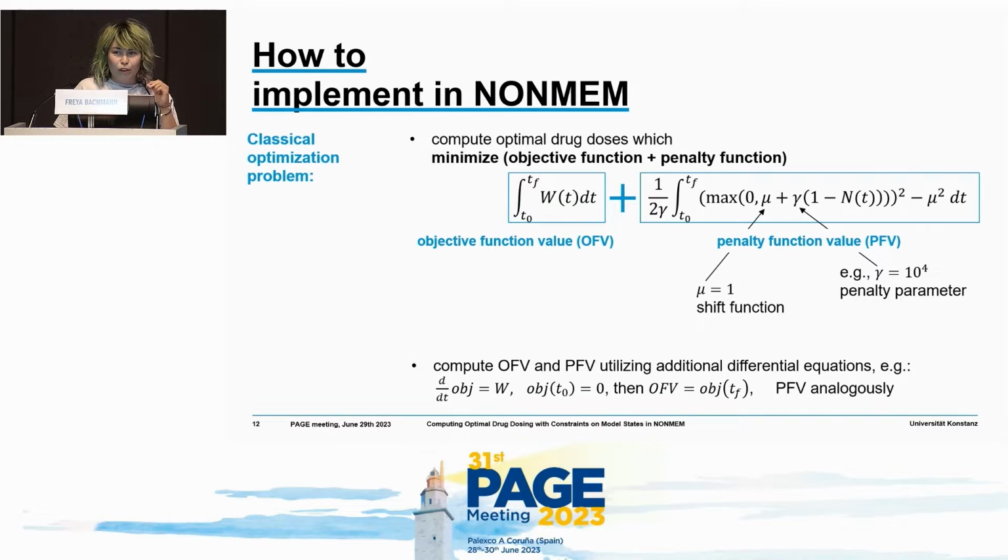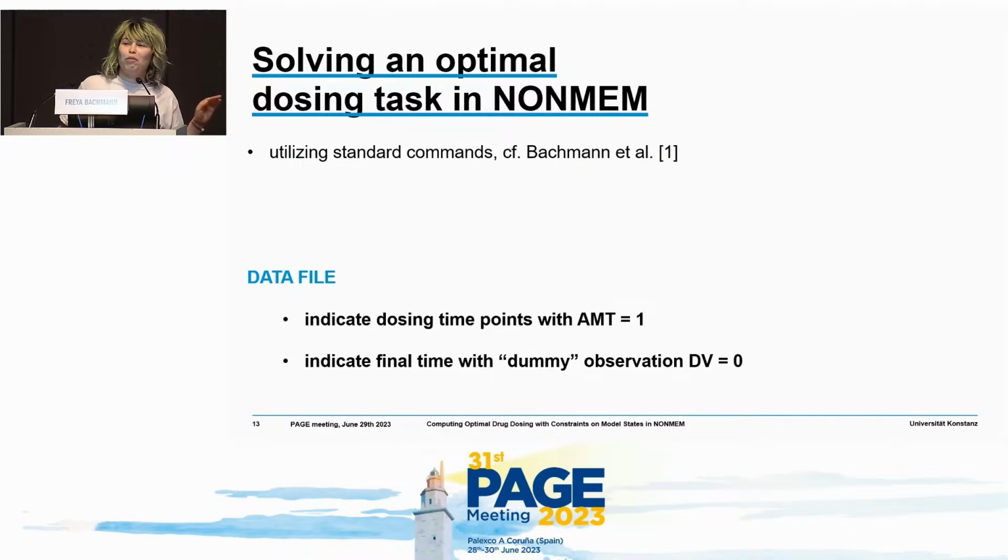For the penalty function value, we proceed analogously. The right-hand side is just a bit more complicated. All right, now we are ready to compute optimal drug doses which minimize some function, and luckily we already published a paper in January on how to do this. So here I will only present to you the key tricks, what to do, and you can read the rest at home.